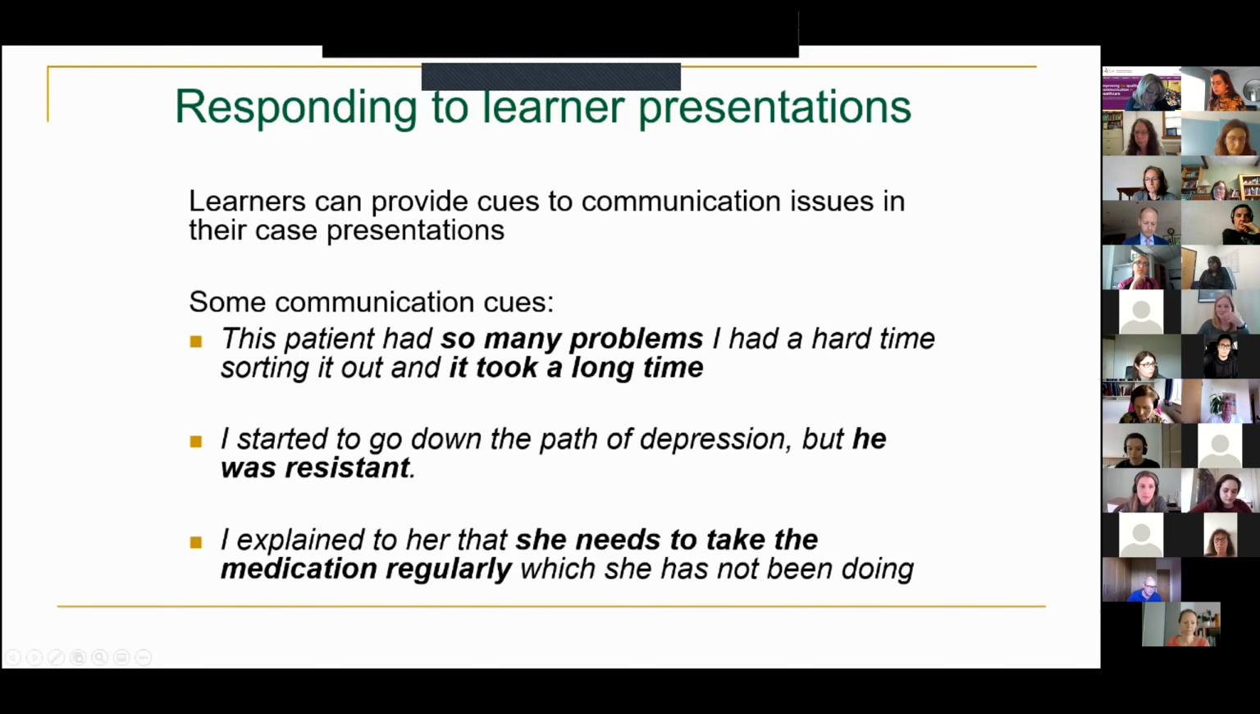So one is the patient had so many problems, I had a hard time sorting it out, and it took a long time. Or I started to talk about depression, but the patient was resistant, and that's all they say. And that points to, I wonder what's going on in the room. Or I explained to her she needs to take her medication regularly, which she has not been doing. And that might be pointing at, how are they sharing and encouraging that information?